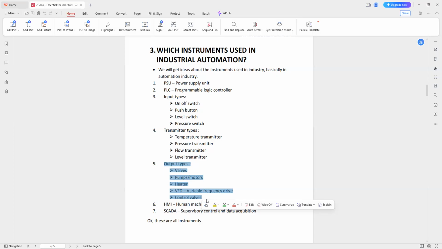So the PLC is generating some kind of analog output like 30%, 40%, and the control valve behaves accordingly. If the PLC is generating 50% output, that control valve will open 50%. If the PLC is generating 100% output, the control valve will open fully. That means 100% open. So if you see, the last one is a control valve.